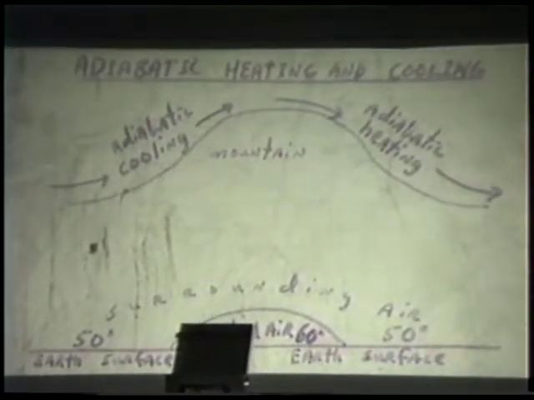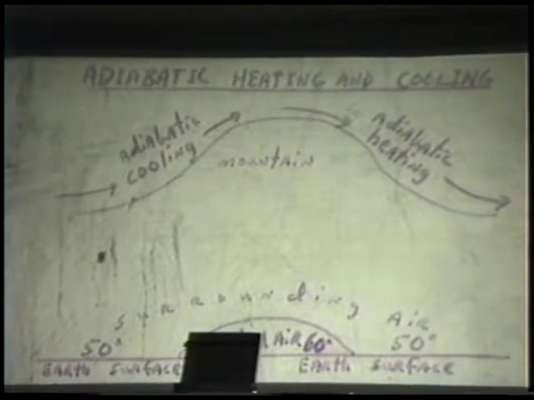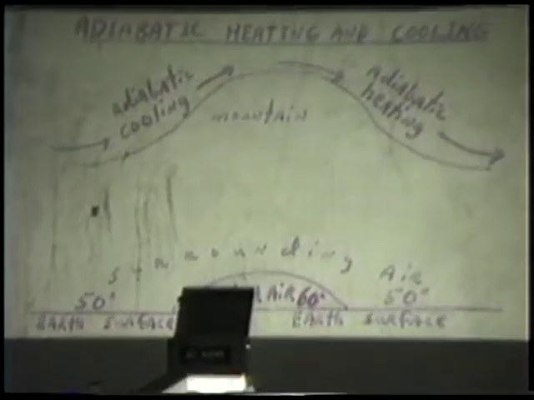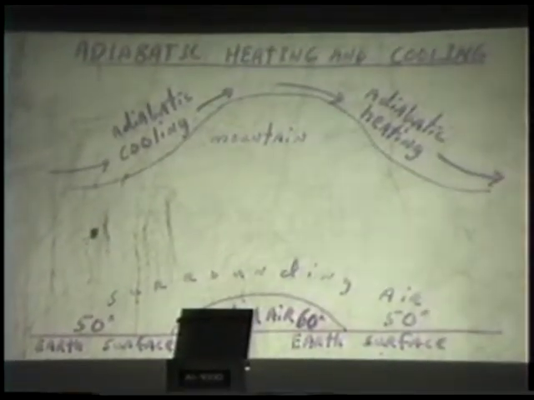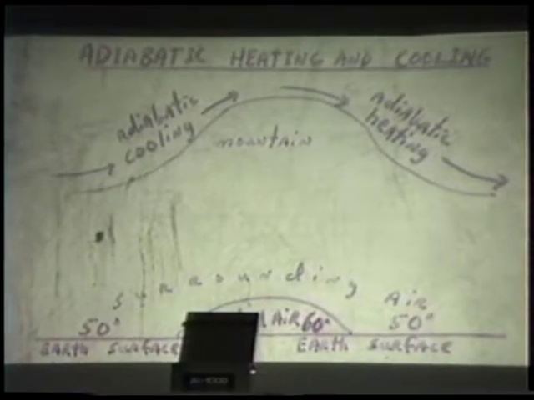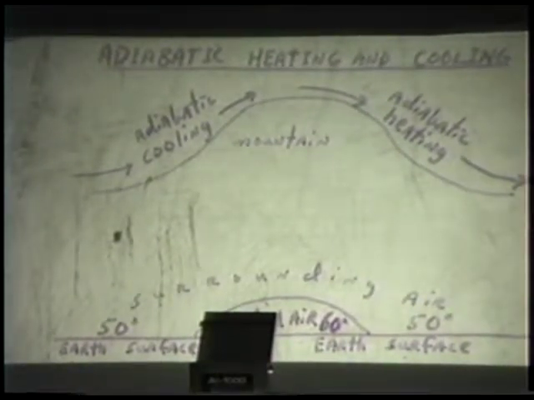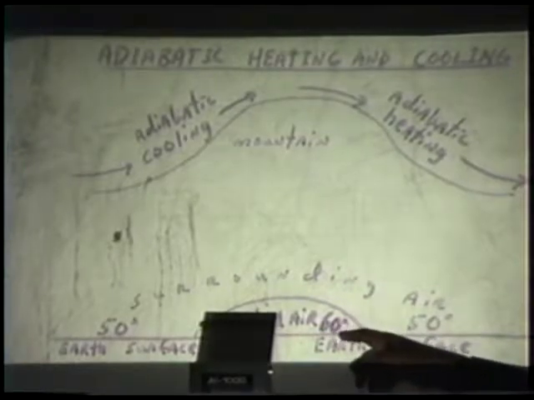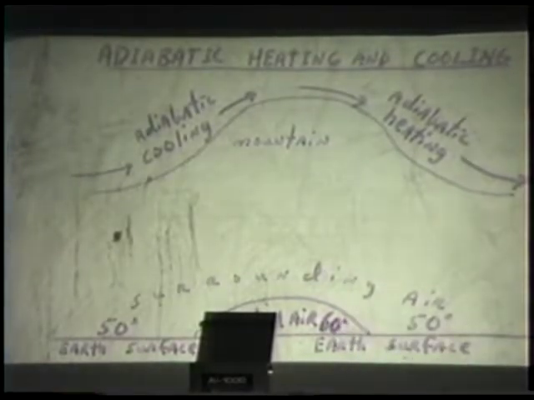Now this diagram indicates a similar process by which air rises and cools off. But the way in which air rises in this instance is different, because what you have is air being heated in a certain location to a certain temperature. In this case, the air is heated to a temperature of 60 degrees.